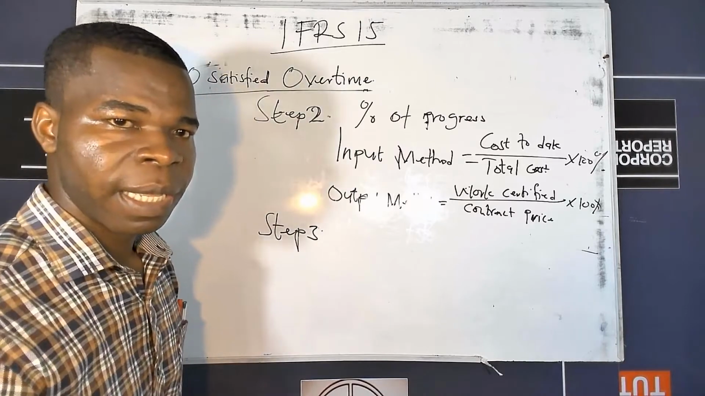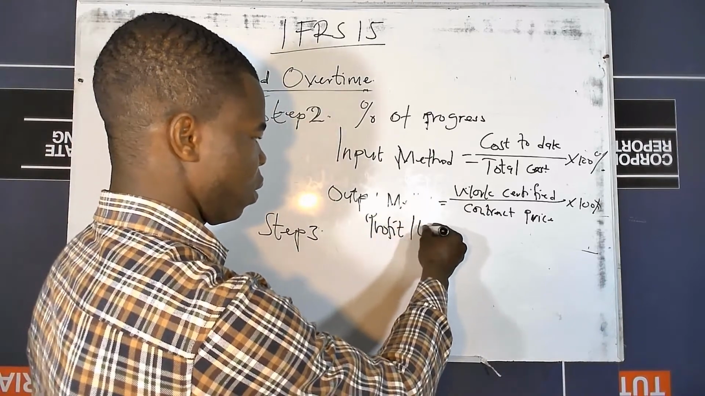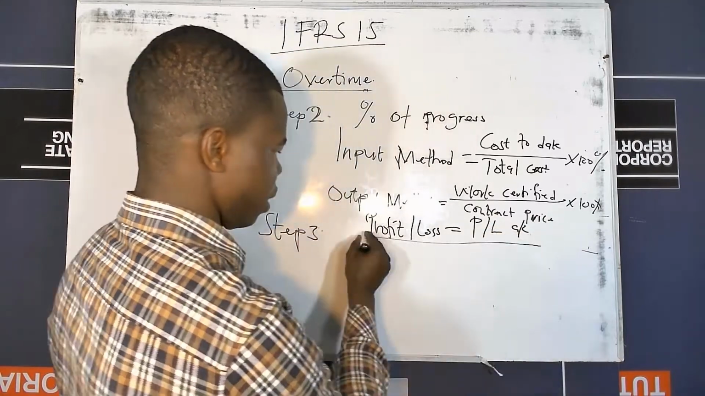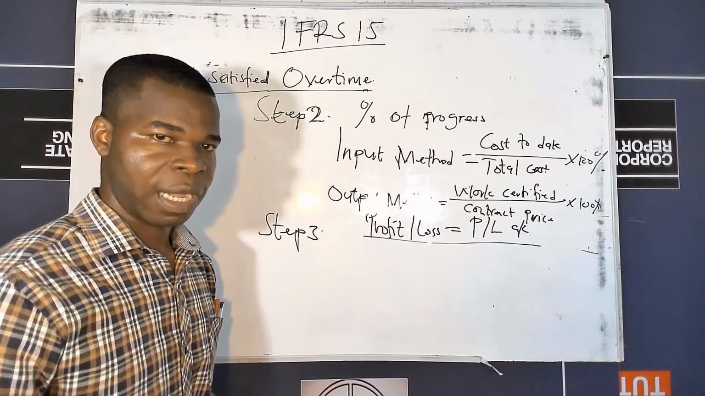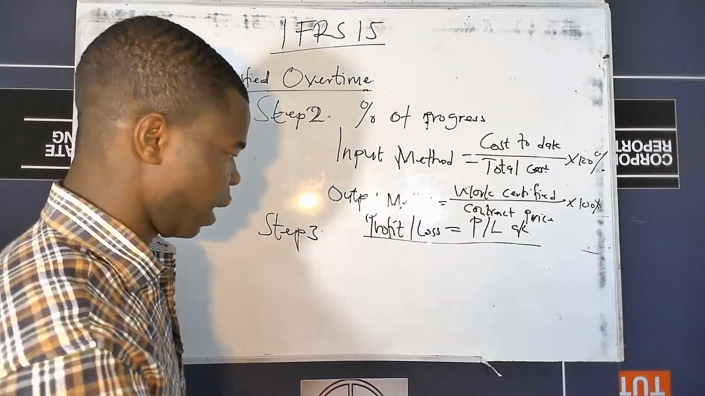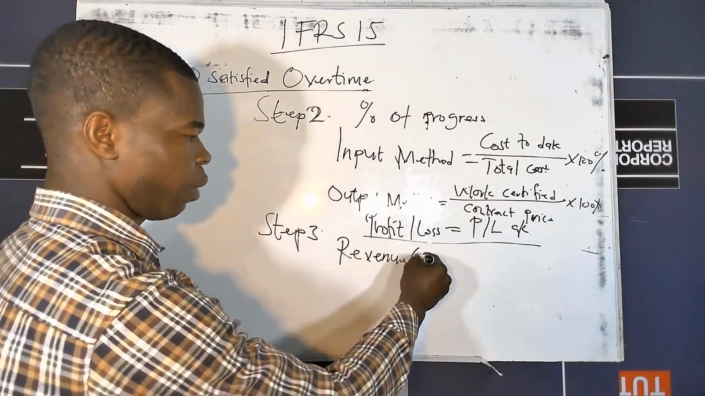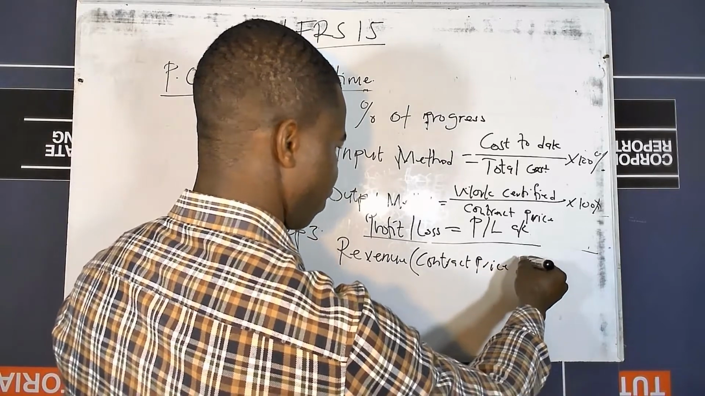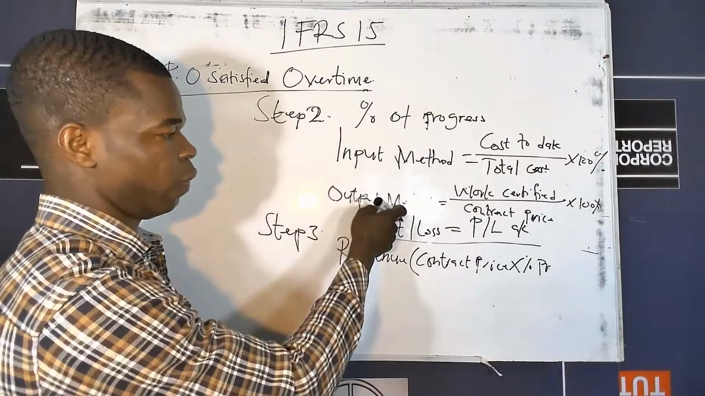Step 3 is basically determining the profit or loss to be sent to our P or L account. In other words, we want to determine our revenue and our cost of sale. So what will be your revenue here? Your revenue is going to be your contract price in the question multiplied by the percentage of progress, which you have calculated in step 2 using either of the 2 methods.